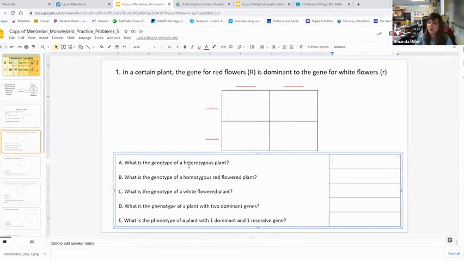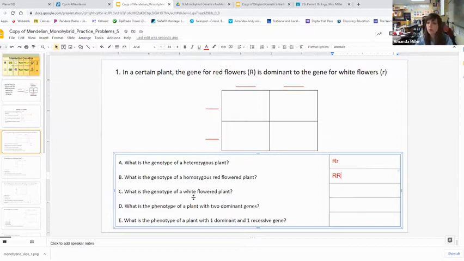So what is the genotype of a heterozygous plant? Now remember, genotype means genes. So what I'm asking you for here is the actual genes of this organism. So heterozygous, we learned that hetero means different. That means that a heterozygous plant is going to have different alleles. So big R, little r. What about the genotype of a homozygous red flowered plant? Okay, so again, if you look back up here, we saw that red was dominant, and we know that homozygous means same. That means that we're going to have two dominant alleles, big R, big R.